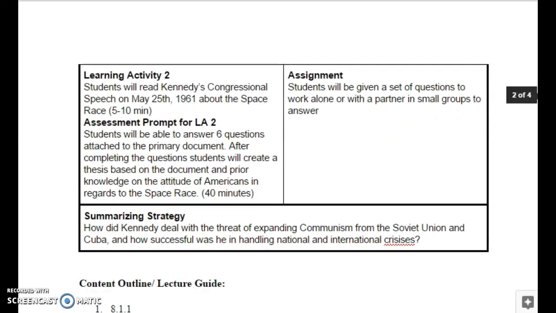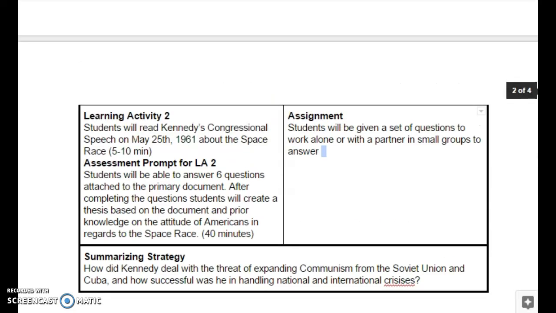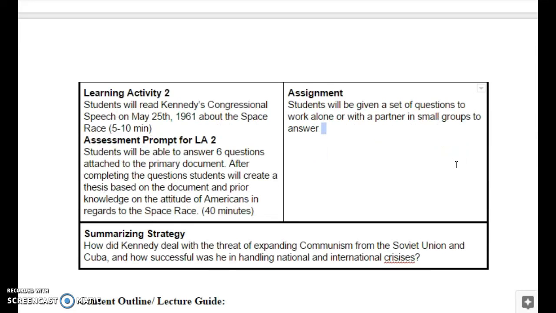So that's going to be the bulk of the class. So 40 minutes for them to digest this and go more in depth into the space race, because we felt like that was one of the more important parts of the Middle Cold War, because it involved Soviets and United States battling it out.